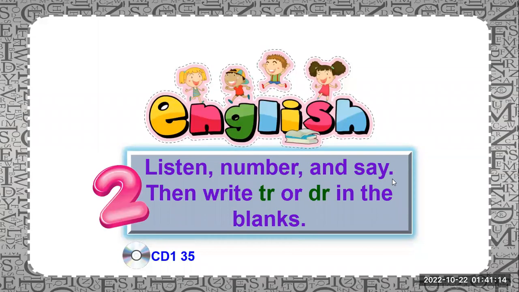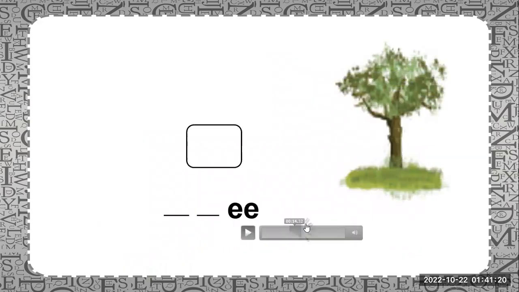Listen, number, and say, then write tra or dra. The first one. Sounds and letters. Exercise 2. Listen, number, and say. My dear, the first sound is tra, we put number 1. The sound dra, number 2. So let's listen and say, is this 1 or 2?